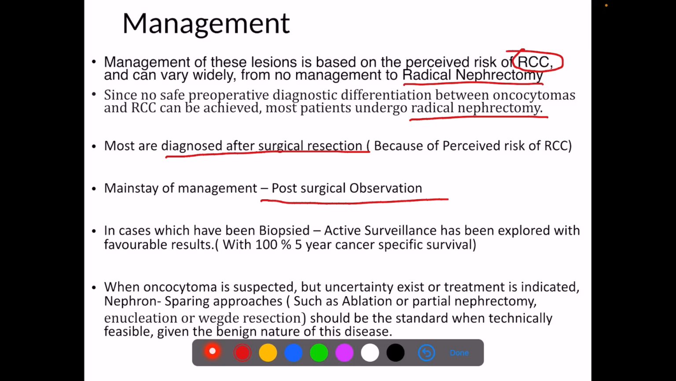In cases which have been biopsied, active surveillance has been explored and has shown very favorable results, with 100% 5-year cancer-specific survival. When oncocytoma is suspected but uncertainty exists or treatment is indicated, we can go for nephron sparing surgery, which would be the standard when technically feasible given the benign nature of the disease. These include ablation, partial nephrectomy, enucleation, or wedge resection.